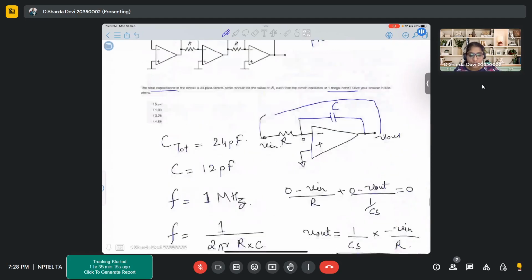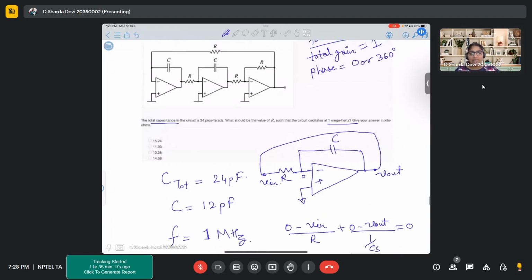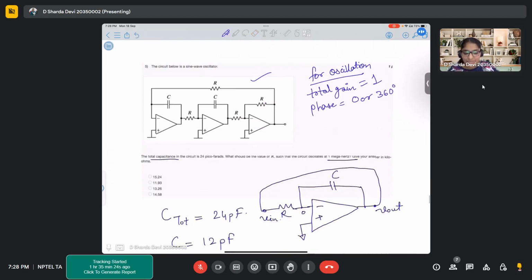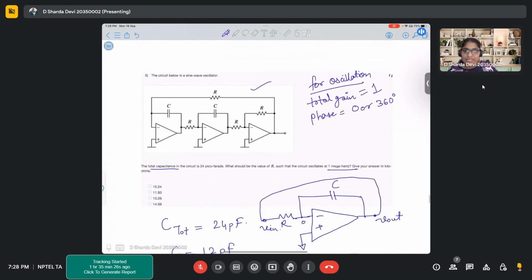Otherwise, if there is some complex circuit, like this particular circuit, and you don't know what you will get, the best way to solve is to find the transfer function yourself. Now the next task is to see that your total gain should be 1 and total phase should be 0.